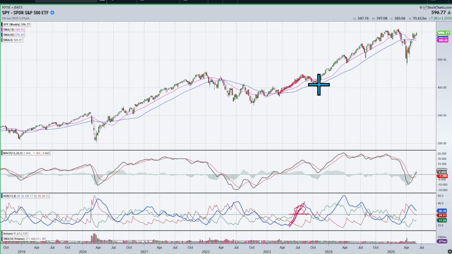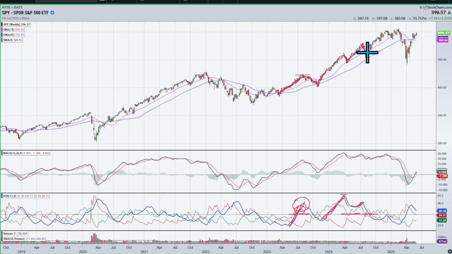Then we get a pullback. After that pullback, I'm assuming that we're going to at least come back and test this high because we had confirmation on this time frame. Then we make another move to the upside. We get confirmation in the ADX again. You see how this moved up? Then we get another little minor pullback, and we make another move to a new high, and ADX moves up, and it's staying above 25. Even though it's not going to a new high, as long as it's staying above 25 through the pullbacks and new highs, then we consider that a positive.